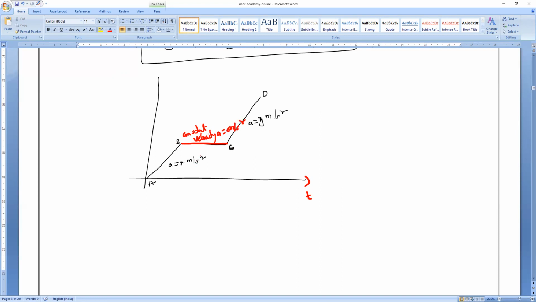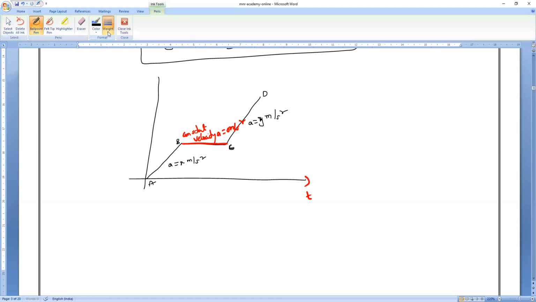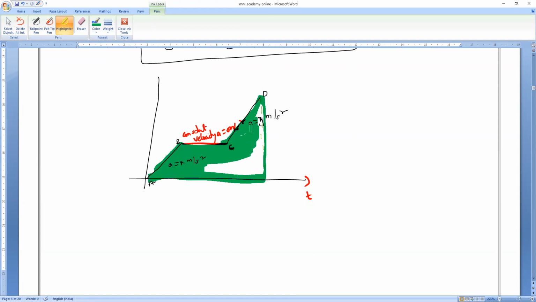Now, they are asking us to find the distance traveled or displacement of the body. How to find it? Look into the screen very carefully. From A to D, I want to find the distance traveled by the body. So this is the total area under the graph. Will you all accept it? So this total area, I want to find. How to find it? I will draw the lines.